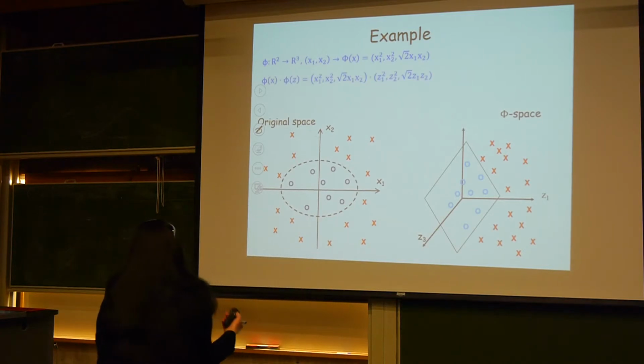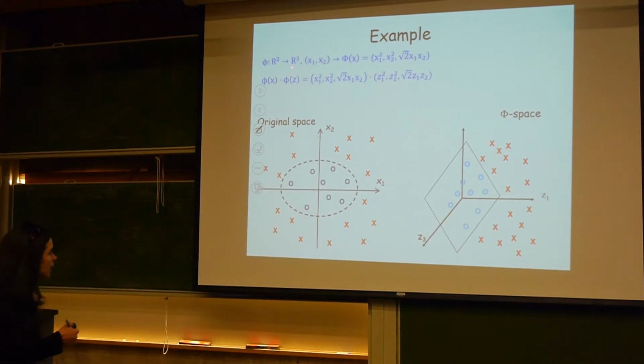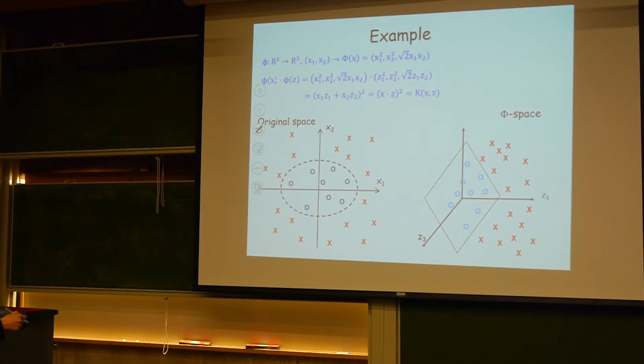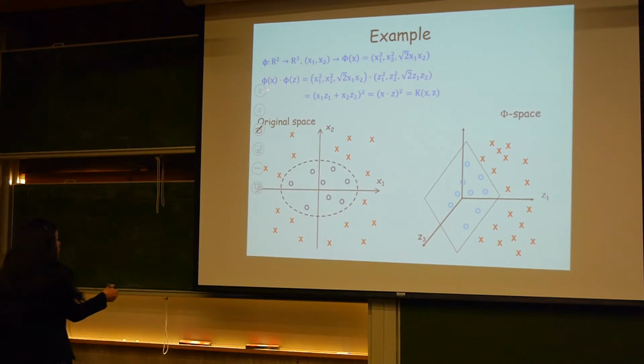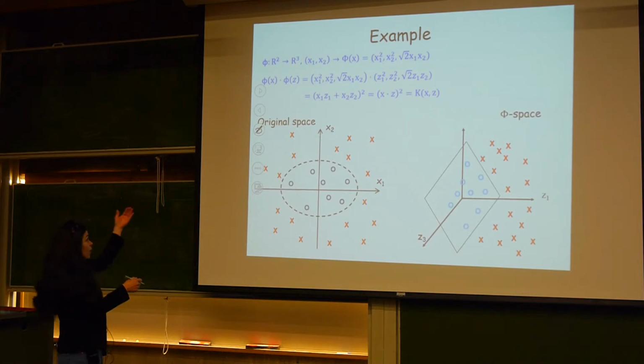All right, so let's quickly see. It's very simple to see that this is really a legal phi mapping for this kernel. If you recall, the kernel K of x, z was x dot z squared, a polynomial kernel of degree 2, and it's very immediate to verify that phi of x dot phi of z works. What is phi of x? It's x1 squared, x2 squared, square root of 2 x1, x2. And dot the phi of z, which looks like this: z1 squared, z2 squared, square root of 2 z1, z2.